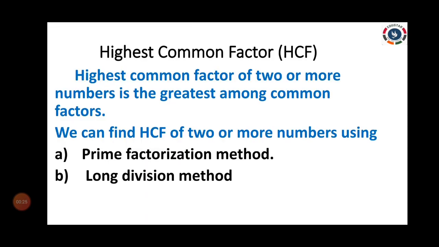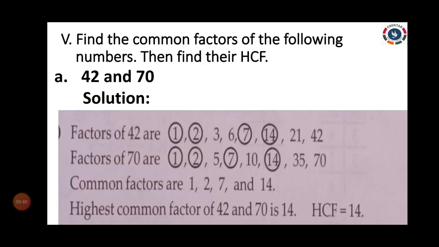Highest common factors. The highest common factor of two or more numbers is the greatest among common factors. We can find the HCF of two or more numbers using the prime factorization method and the long division method. Then Roman letter 5: find the common factors of the following numbers, then find their HCF. A, 42 and 70. Solution.